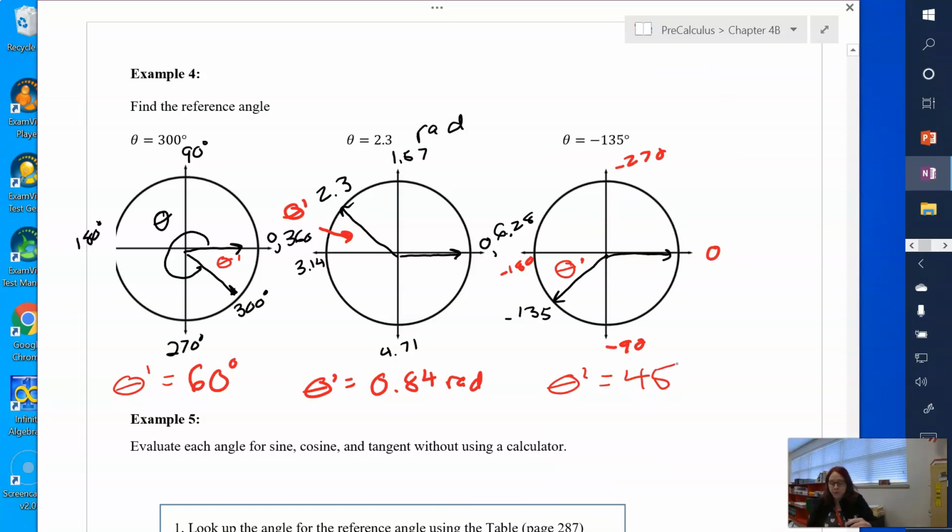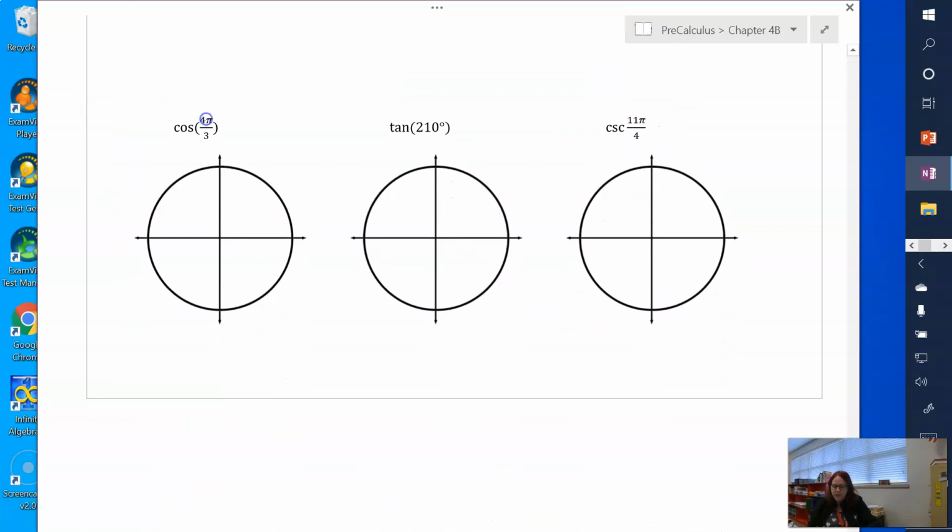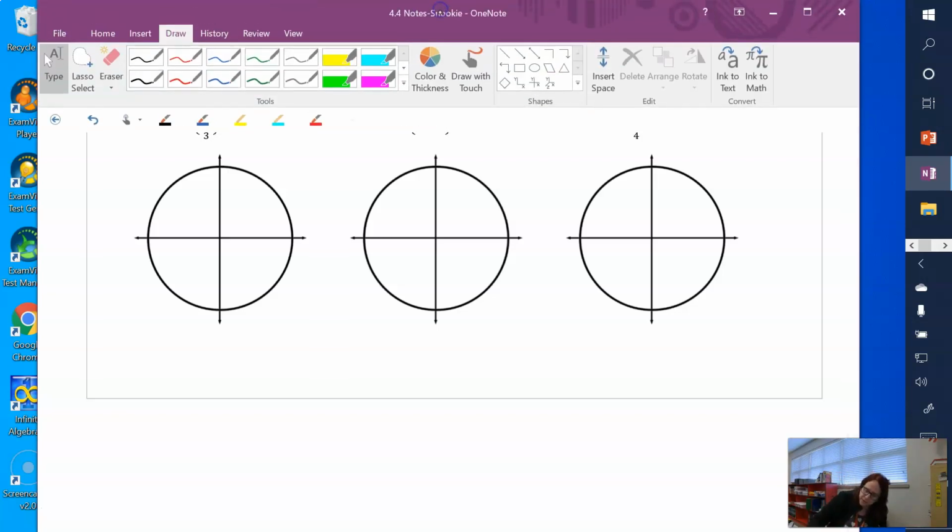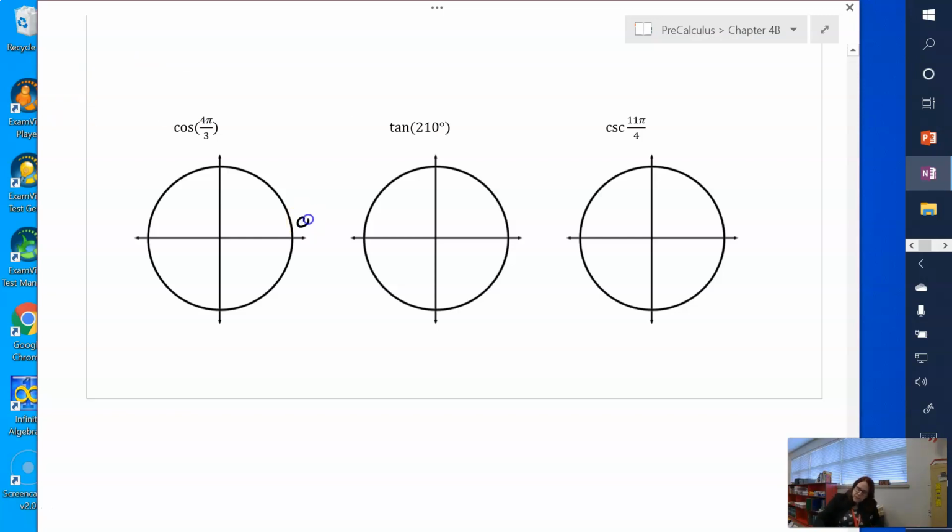Okay, so now that we know how to find our reference angles, let's use that information to find these requested trig functions. First, it wants the cosine of 4 pi over 3. Step 1 is label, so 0, pi over 2, pi, 3 pi over 2, and this is 2 pi. Step 2, draw in the angle. Okay. Now step 3, find your reference angle. Right there. Now the difference between 4 pi over 3 and pi is just pi over 3. So my theta prime is pi over 3.